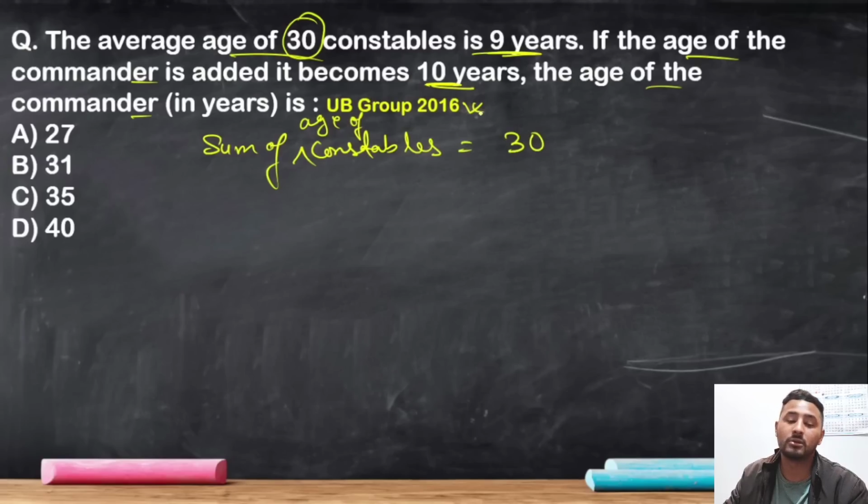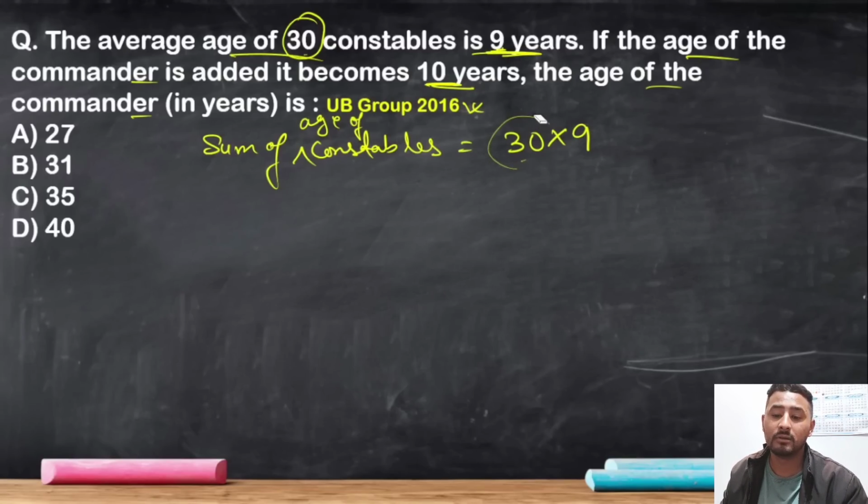The sum of the ages of constables will be the average times the total number. I'm sorry, this is not 30, this is the total number, right? And the total number times the average is how much? Average is 9, so you get the sum as 30 into 9, which is 270.